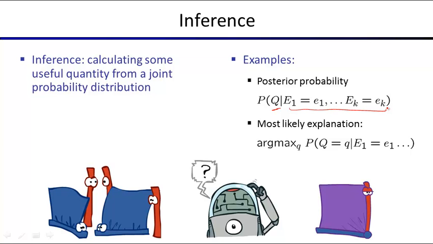Another question one might ask is, given these evidence variables, what is the most likely configuration of all the other variables that I haven't seen yet? These are the two most common queries. We'll mostly focus on this one, but the techniques we use generalize fairly straightforwardly to this type of query here. And when we look at speech recognition, we'll cast it into this format here.